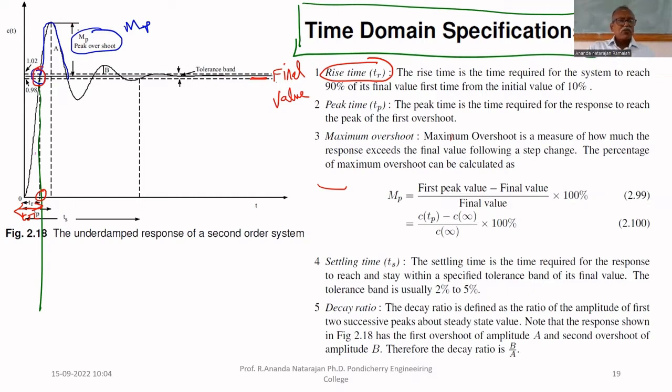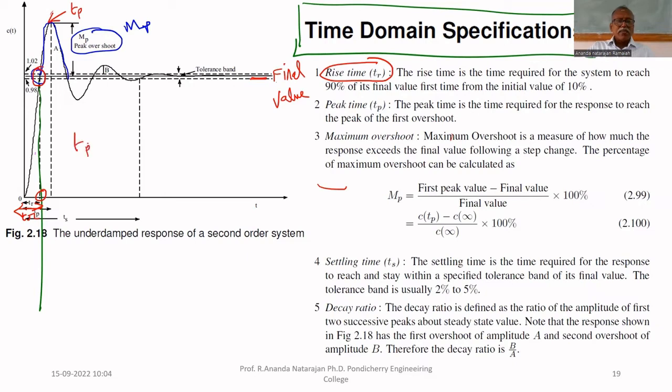Mp, as I already told you, is the peak overshoot, the maximum amplitude by which it exceeds the final value. The time taken to reach this maximum value is called Tp, the peak time. At this time, it will reach the maximum value.